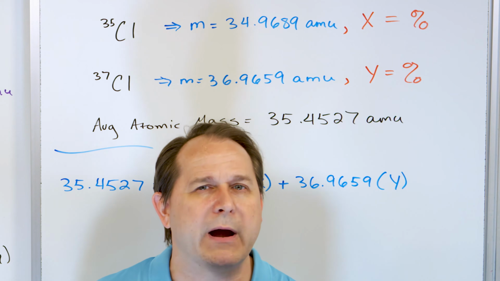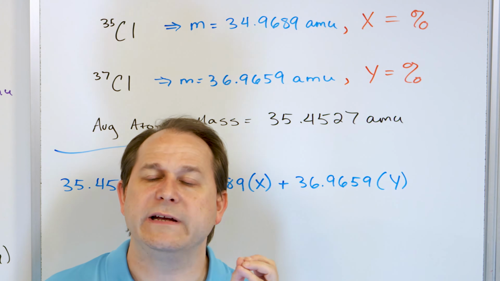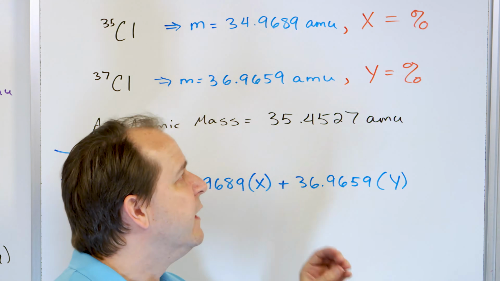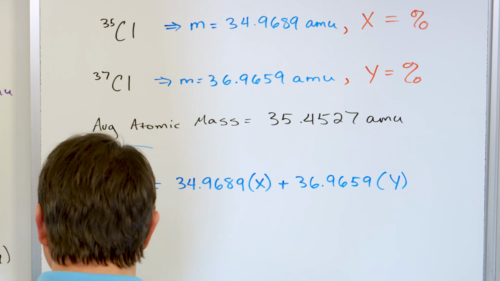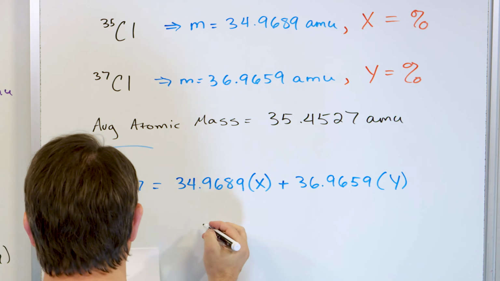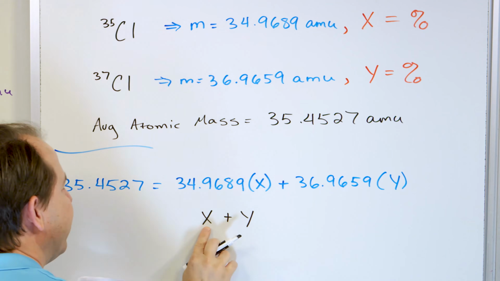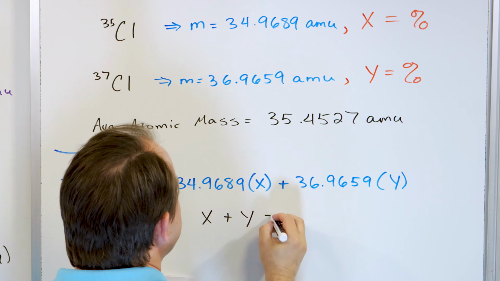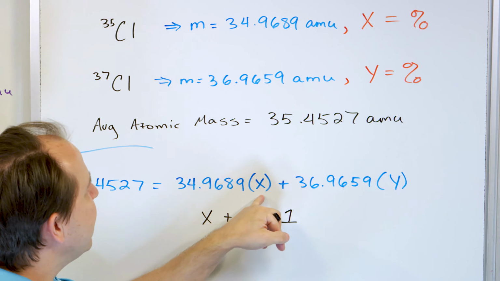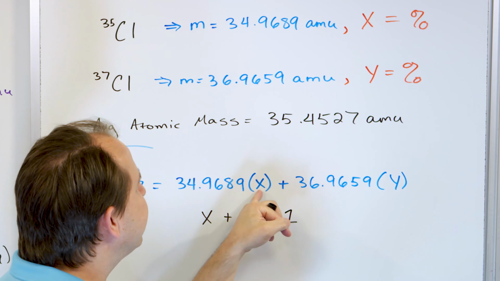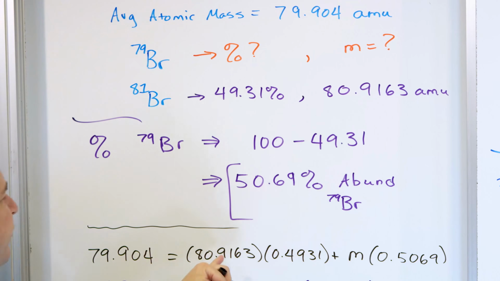But then you remember, hang on a second. The problem says that these 2 isotopes are the only naturally occurring isotopes of chlorine. So yes, they are going to be different answers, but what we actually also know is that whatever X is plus whatever Y is, the percent abundance here plus the percent abundance here, it must add up to 1, which means 100%. Because remember, in this equation, whatever we multiply by, it's never the percentage, it's just the decimal equivalent of the percentage, just like we did here.